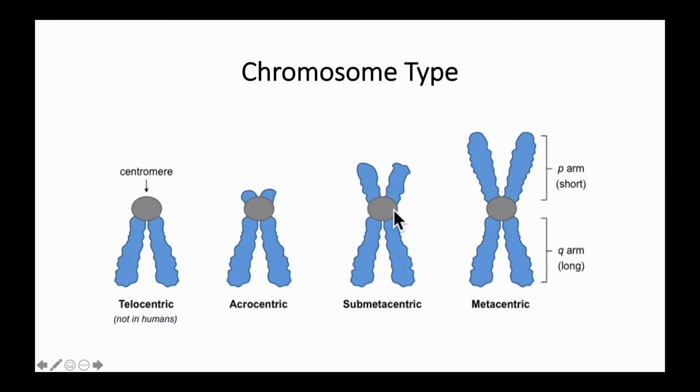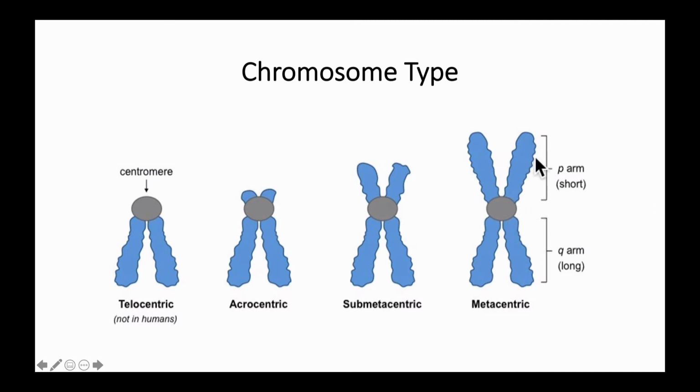Other times, we see the centromere not so close, not all the way at the end of the telomere, and not even close to the pole, but somewhere in between the middle. So it's slightly off the middle, and we call that a submetacentric. Compare that to when it's directly in the middle, then we would call that a metacentric arrangement.